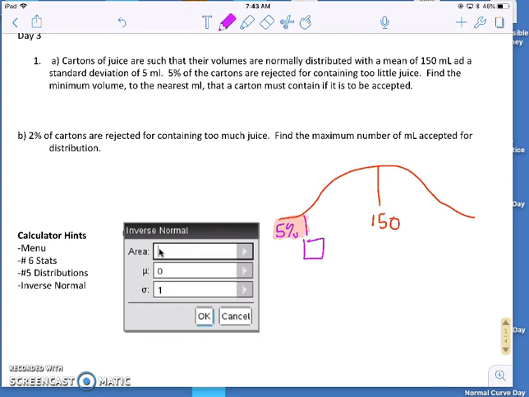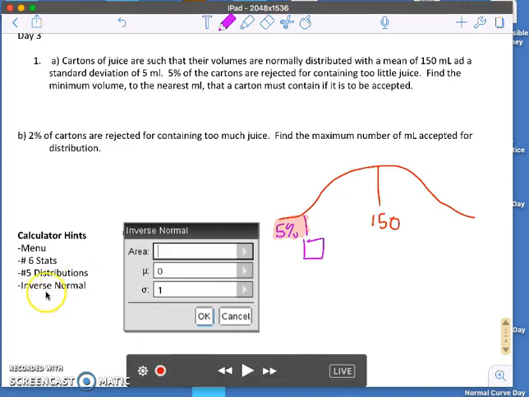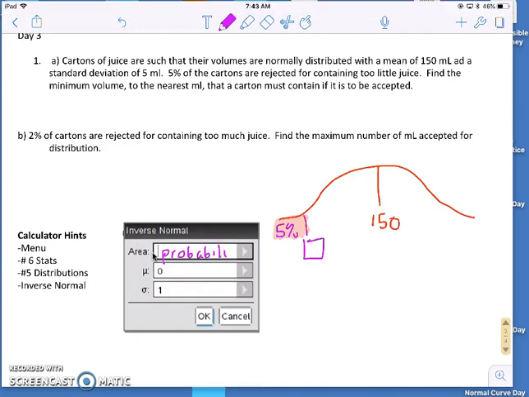So yesterday we were given the numbers and we found the percents, but today we're given the percents and we're asked to find the number. It's really similar to yesterday, and it's all on our calculator, where we're going to use something called the inverse normal, where we're given the area, which is where we write that probability. Once again, the mu means the average, and the sigma means your standard deviation.